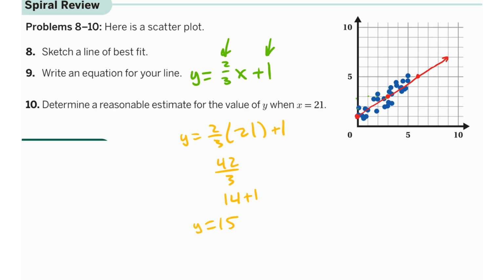But if you gave me something around 10 to 20-ish, that would probably be a pretty good estimate. Again, this is just the equation that I came up with. Maybe not steep enough, but it looks okay, I would say, to give me a good estimate for this.